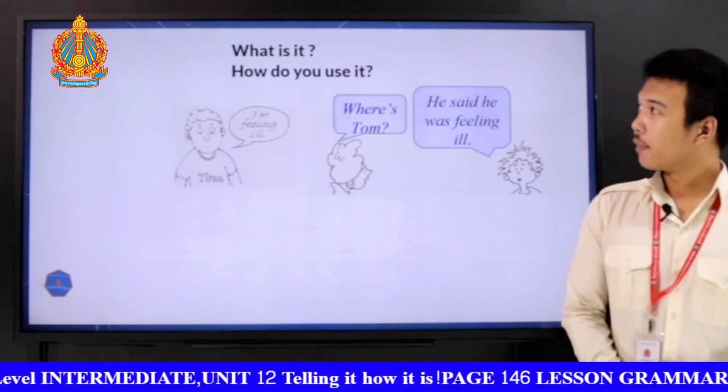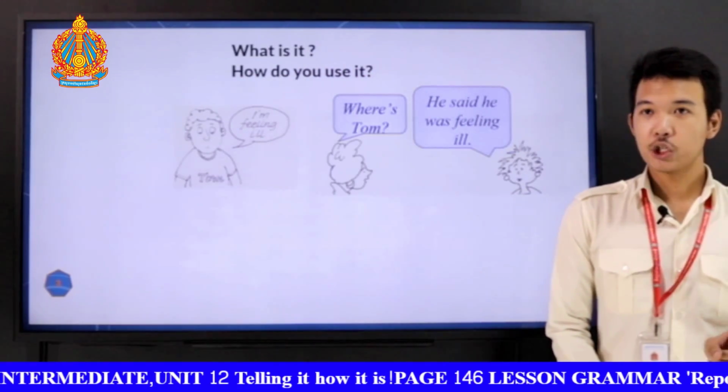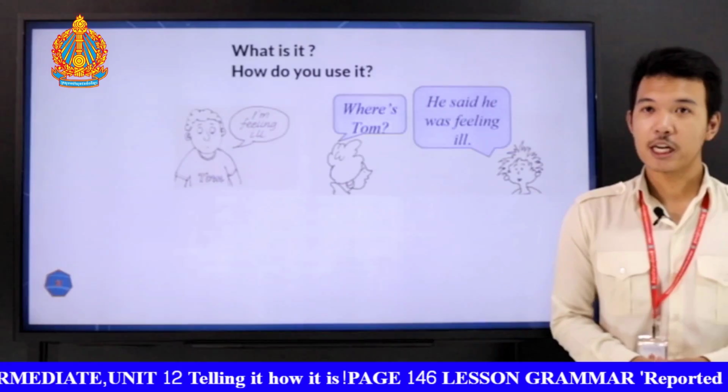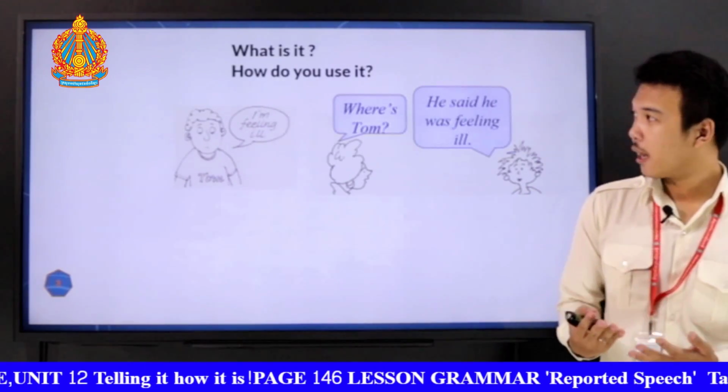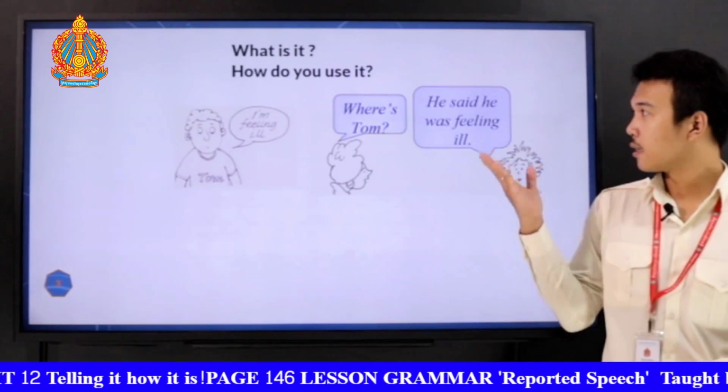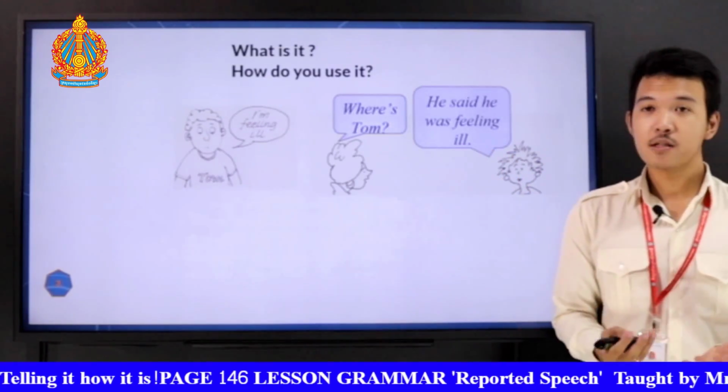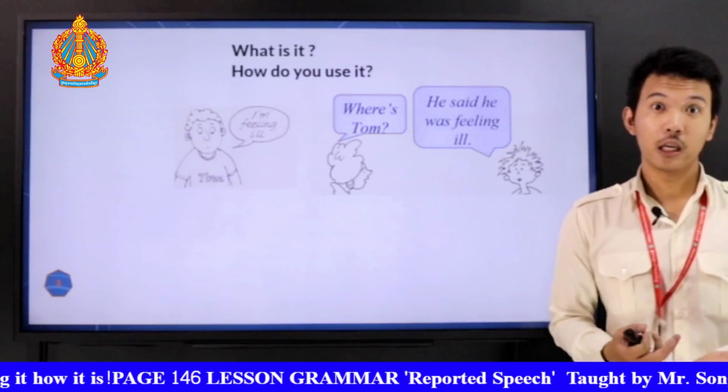So now let's look at the first activity. There are two pictures, and each picture contains a conversation. As you can see from the first picture, Tom says, I'm feeling ill. And here is another one. We have, where's Tom? And he said he was feeling ill.